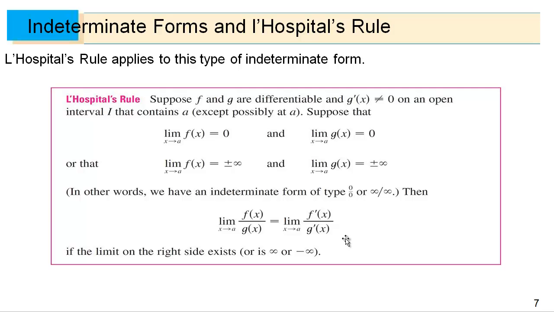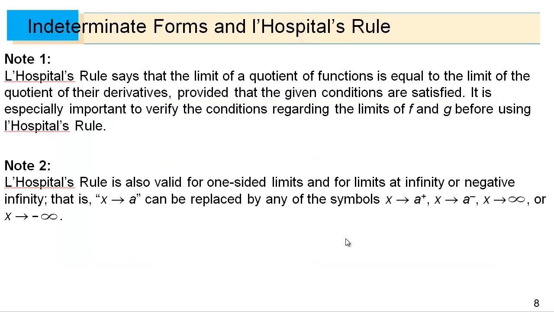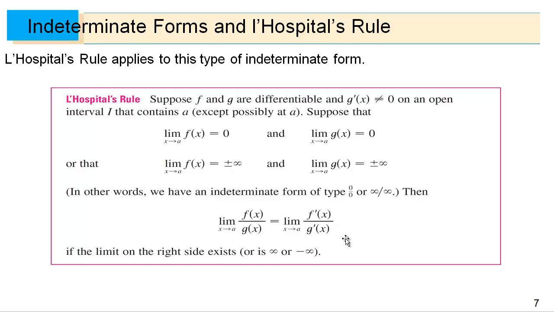And it kind of makes sense if you think about what derivatives really are, right? The quotient of functions is equal to the limit of the quotient of their derivatives, provided that the given conditions are satisfied. That is, what are the given conditions? f and g are both differentiable. The derivative of the second function doesn't equal 0 on the interval that contains this a that we're going to. And if we're going to infinity, it's the same idea. It's just a little trickier to wrap your head around.